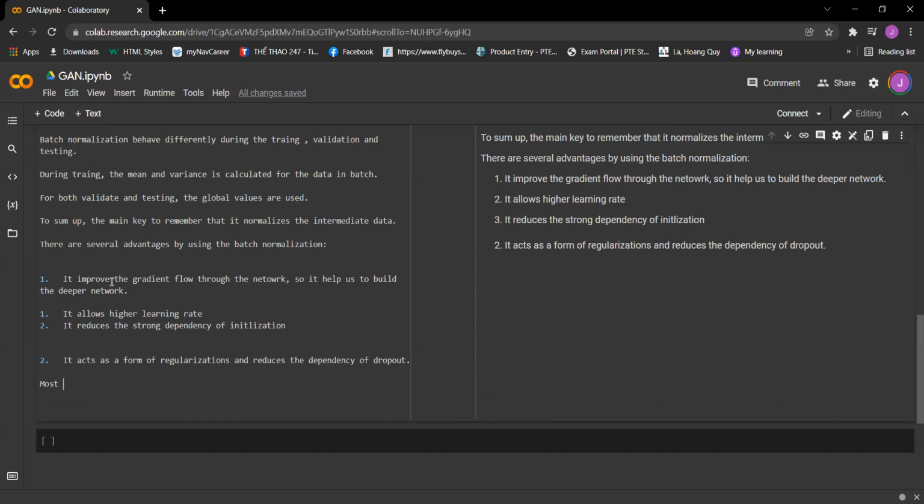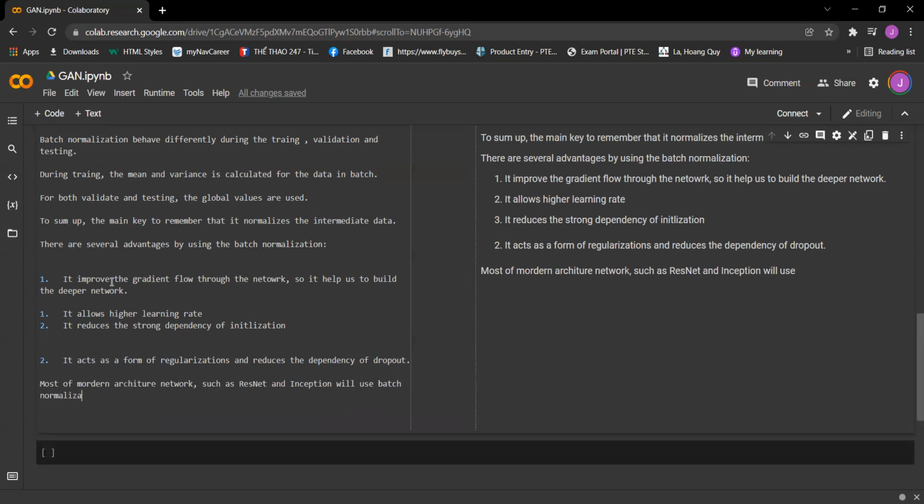Most modern network architectures such as ResNet and Inception use batch normalization extensively.